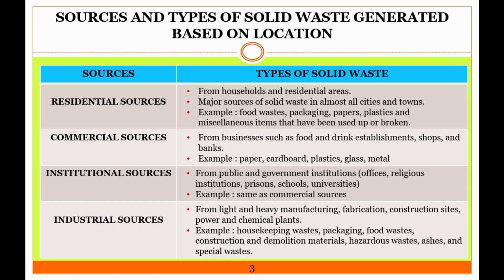Solid waste can be classified according to its source. The major source of solid waste in urban areas is residential sources, which come from households and residential areas. These are the major sources of solid waste in almost all cities and towns. Residential solid waste, sometimes called household waste, usually forms the largest proportion of the municipal waste. Types of solid waste generated in residential areas include food waste, packaging, papers, and miscellaneous items that have been used up or broken and are thrown out as waste, for example old shoes, worn out clothes, paper, baskets, bags, and others.